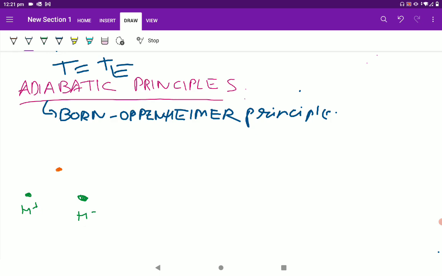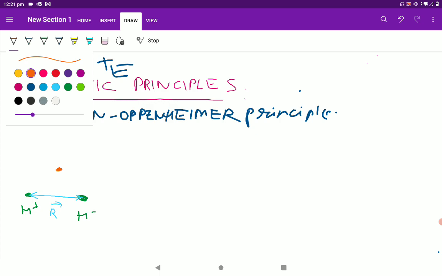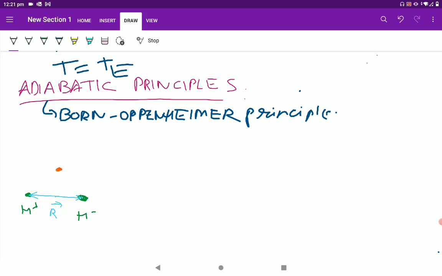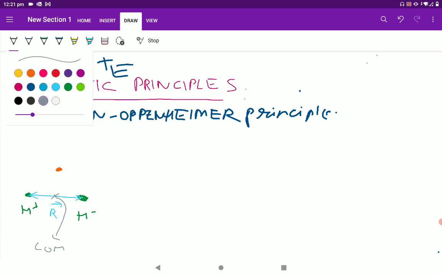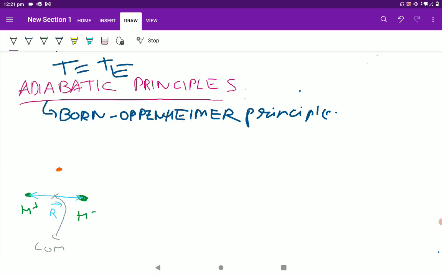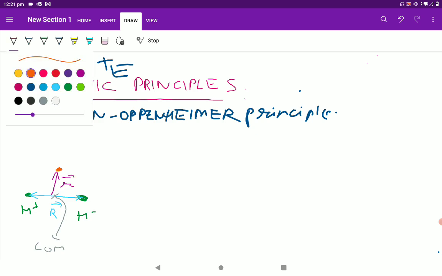Let's suppose the distance between the two ions of hydrogen is given by r vector, and the distance between the center of mass, this is the center of mass here, and the electron is given by small r vector. This is the electron basically.